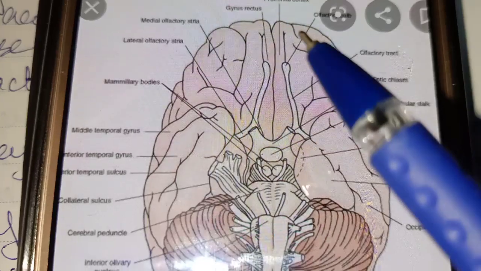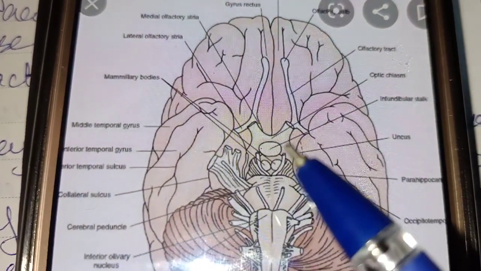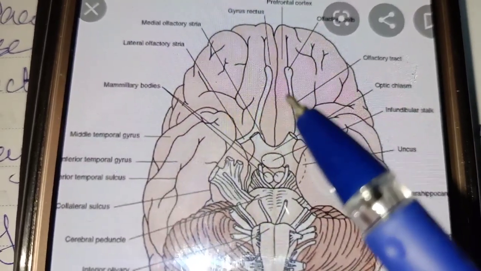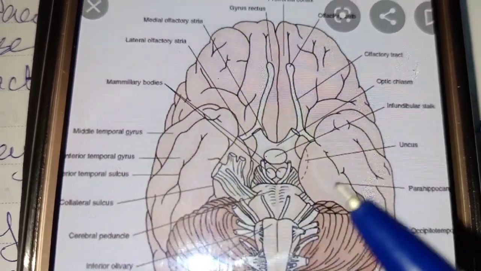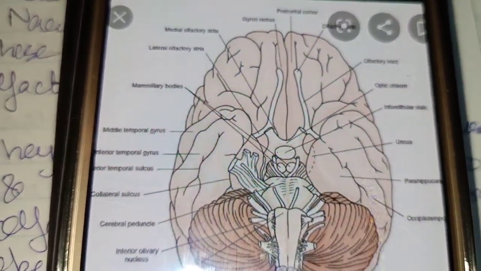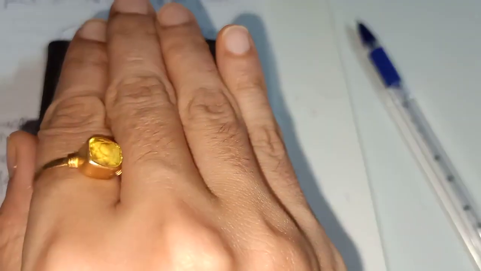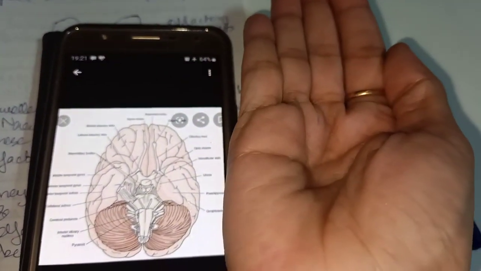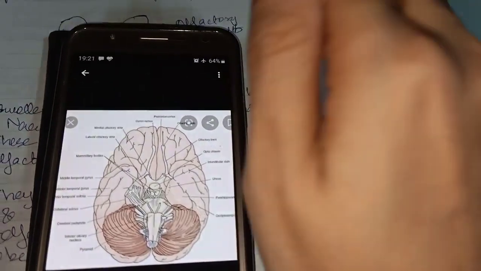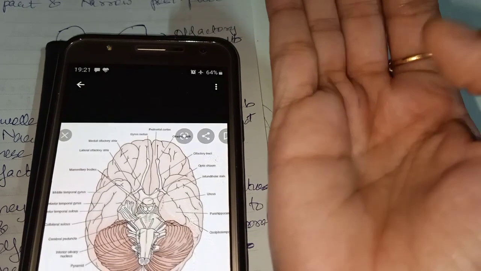So the forebrain, that is prosencephalon, has olfactory lobes which are present on the inferior surface. It is completely covered by the cerebral hemispheres. If this is the brain tissue and you are seeing it from above, and we completely make it upside down, we will see the inferior surface. So this is the dorsal view and this is the inferior surface, down.